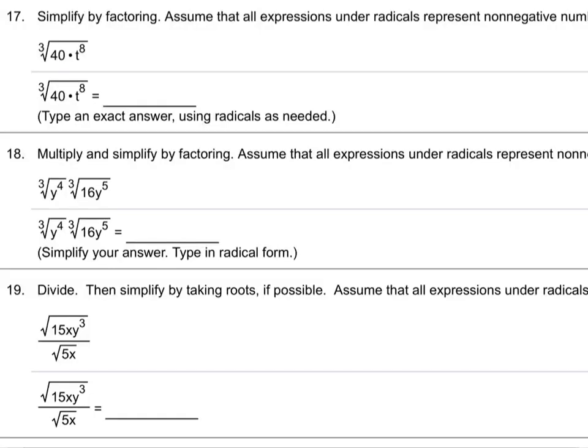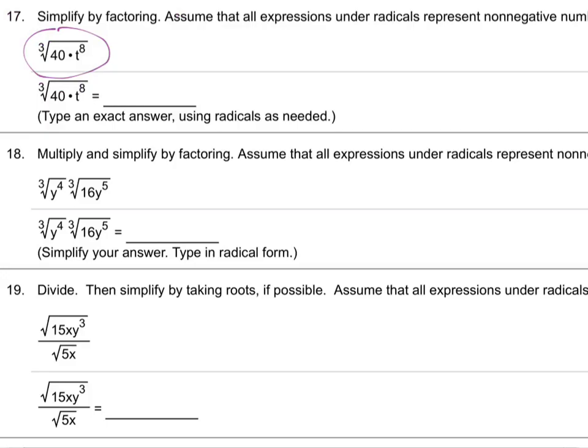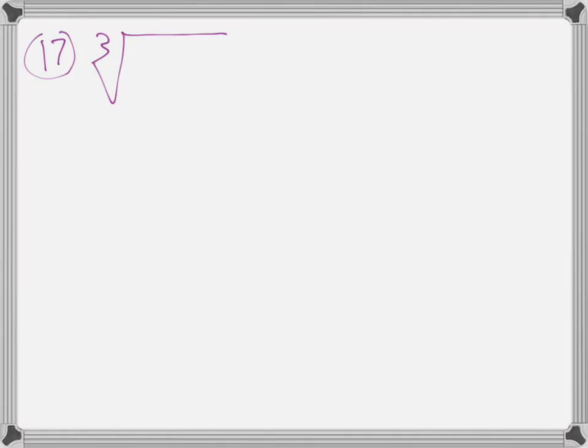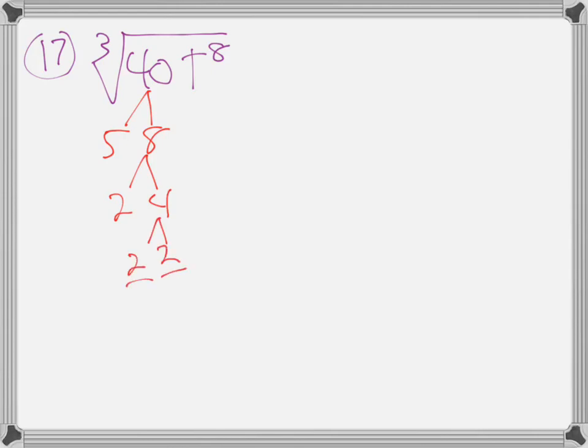Okay, so number 17, we have a cube root. So that's going to be a 3-for-1 shipper. Let me rewrite it here. So we have the cube root of 40t to the 8th. Okay, let's break it down. The 40 is 5 times 8. That is 2 times 4, 2 times 2. So there's all the little pieces of a 40.